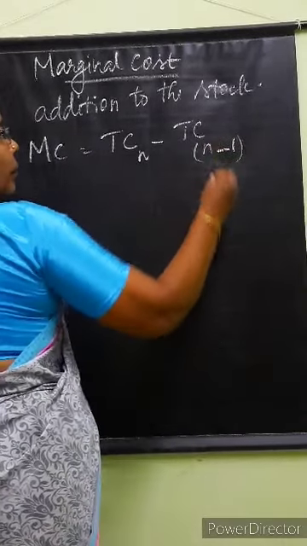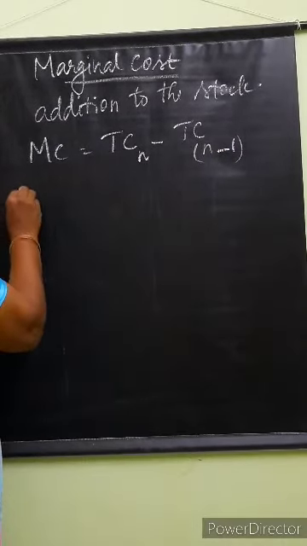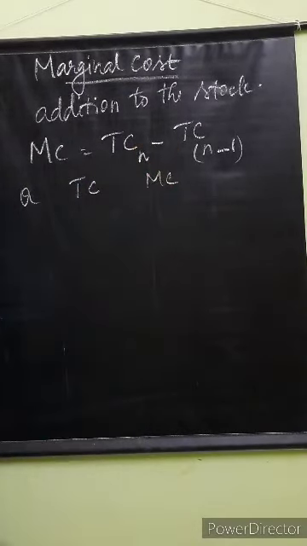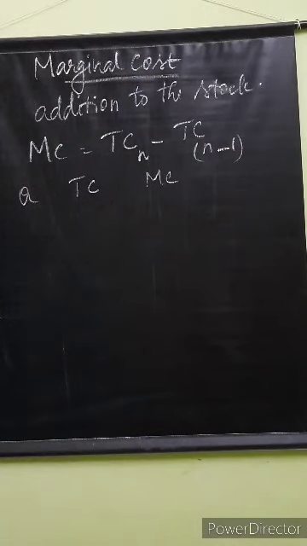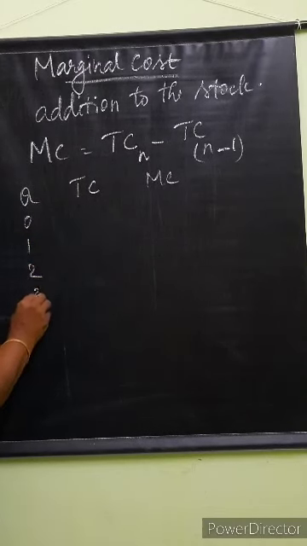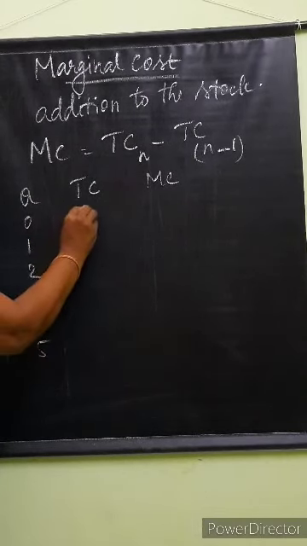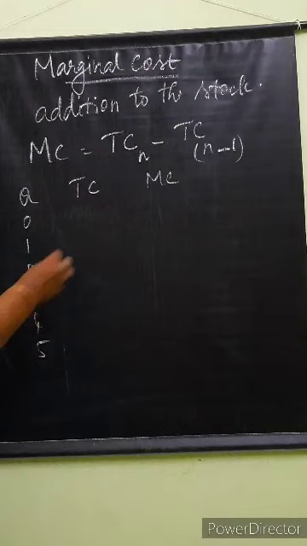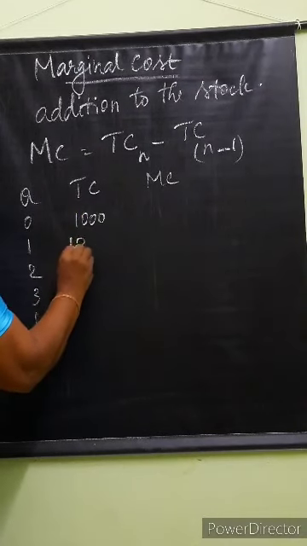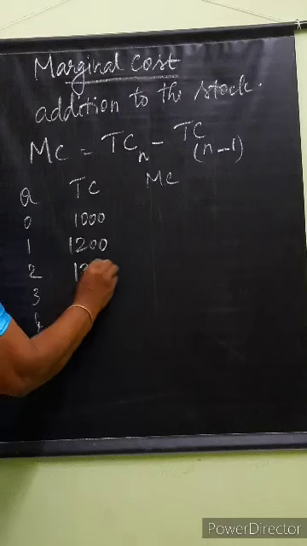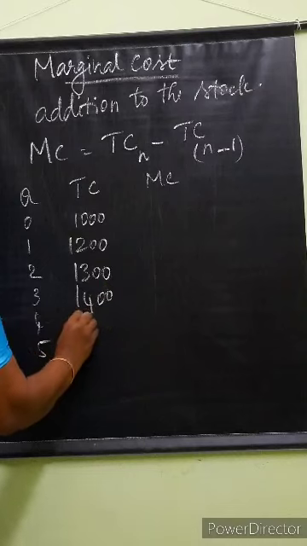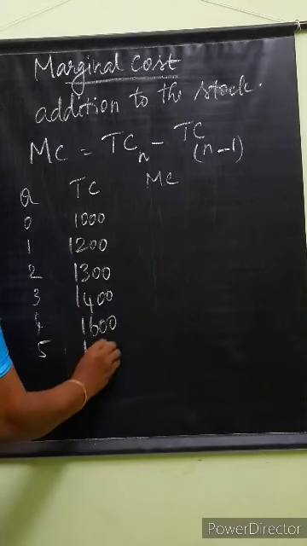Do you understand, girls? Let me give you quantity produced and total cost, then we are going to calculate the marginal cost. Total cost I taught you, isn't it? In the book I told you what the total cost is. Total cost: first one 1000, second one 1200, then 1300, 1400, 1600, 1900. It is in your tabular column.